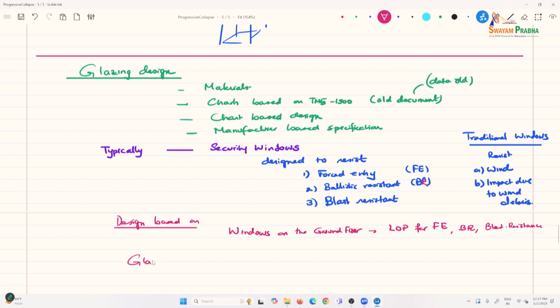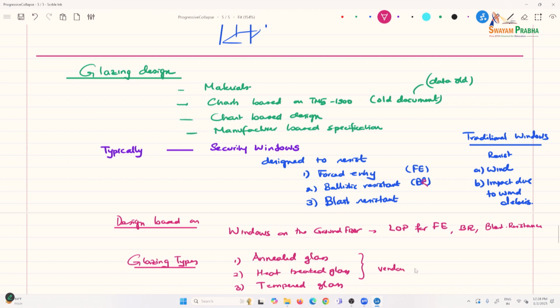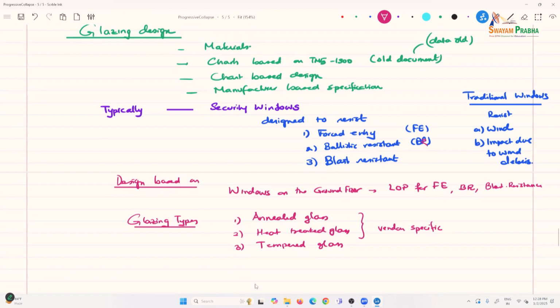Glazing types, you have several types that are used. One is annealed glass, basically heat treated glass is one. The annealing is in cooling form. Then you have heat treatment, and you have tempered glass. All of these are vendor specific. Look up the vendors and what is available now here locally.